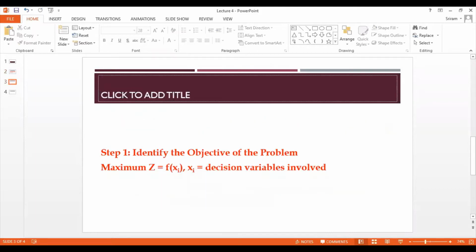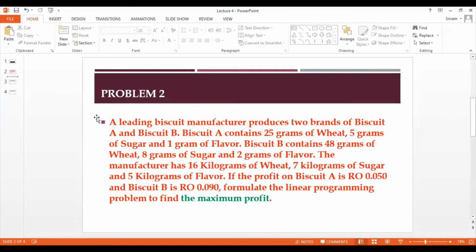So now I am going to identify the objective function, step 1. Maximum result is equal to f of xi, where xi equals the decision variables involved.